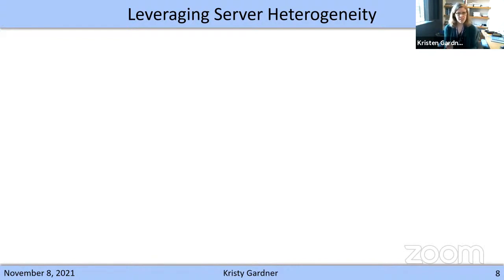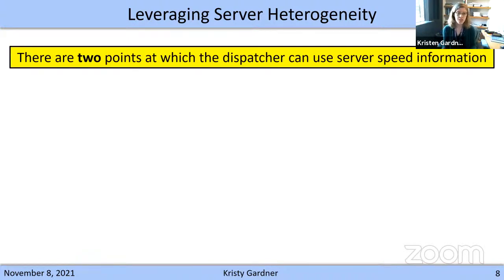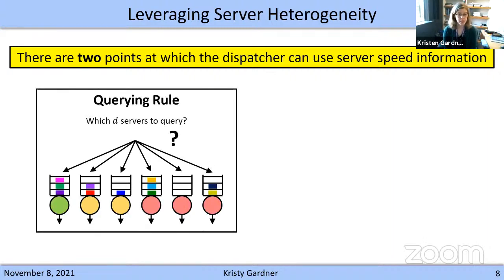And so what's interesting to me about thinking about SED versus balanced routing is that SED and balanced routing are using server speed information in very different ways. And this brings us to our key observation that our dispatching framework will be based on. That observation is that there are 2 points at which the dispatcher can use server speed information. The first of those points is in the querying rule, which answers the question, which D servers should we query? And this is the point at which balanced routing is using server speed information.